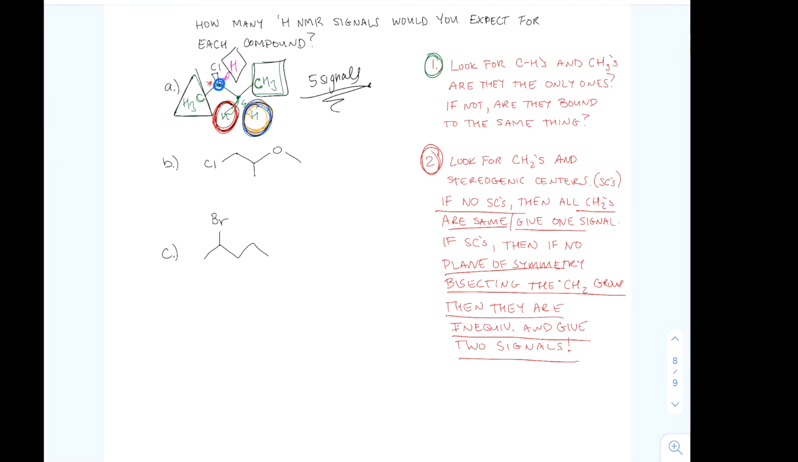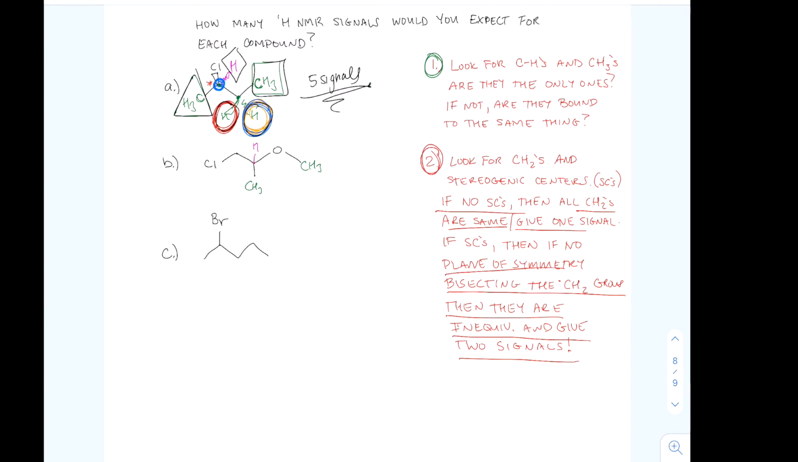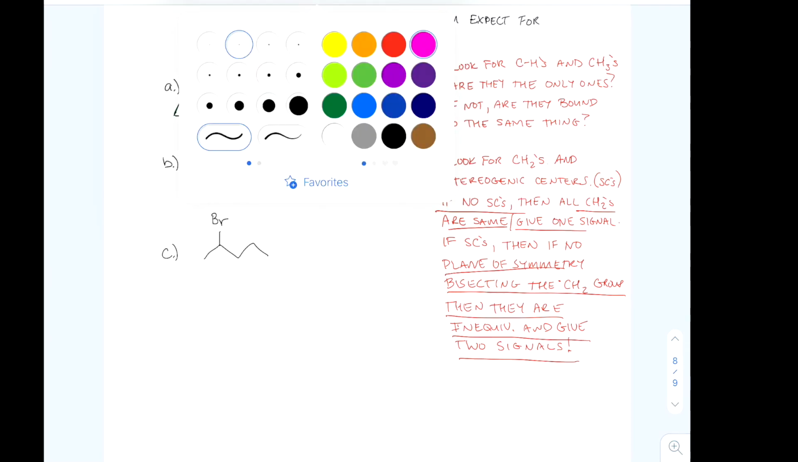Okay, now let's take a look at compound B. Look for CHs and look for CH3s. Okay, so we found there's a CH3, there's a CH3, and then there's also a proton here. Let me draw that more appropriately. All right, so there's the only CH that's there, so this is going to be its own signal. The CH3s are in question.